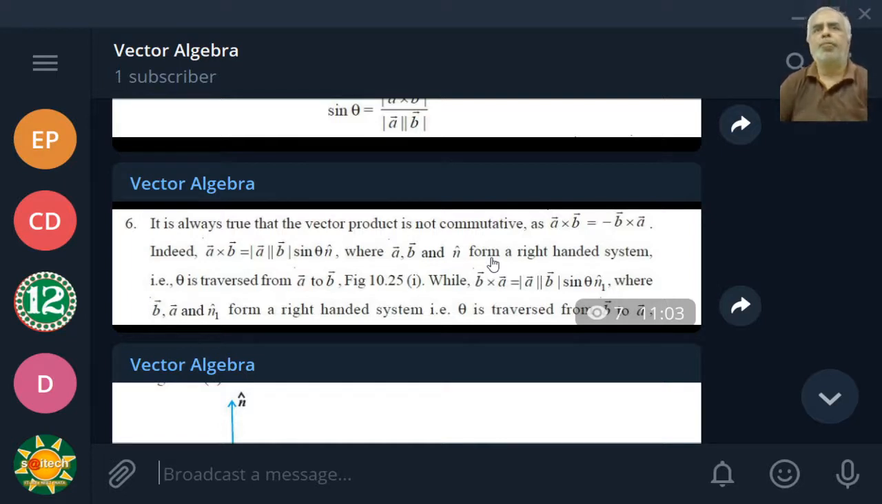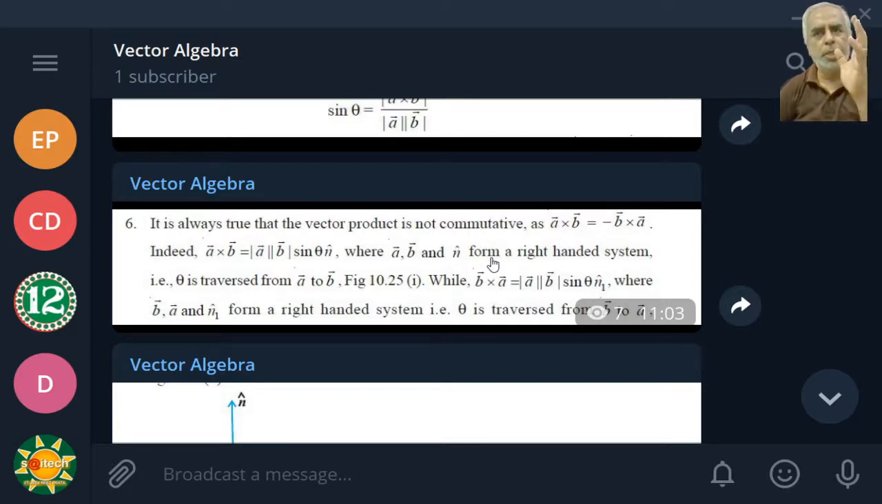And similarly, A cross B, that we already know, is equal to modulus of A into modulus of B into sine theta n cap. So here A vector, B vector and n cap, they form a right-handed system, is it not? And therefore, when theta is reversed, naturally, it goes in the other direction. And that is why they are not commutative. So scalar products are commutative, whereas vector products are not commutative. They just reverse.